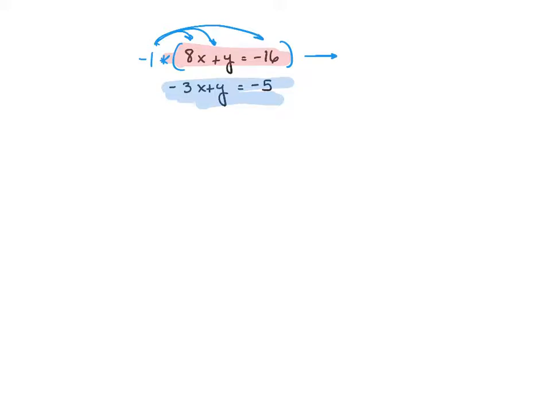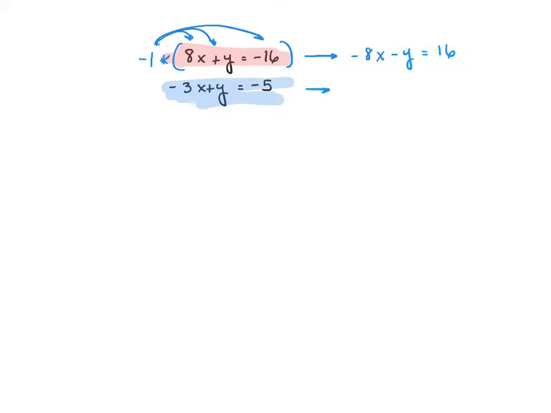It's not, well, I'd probably get grief from other math teachers. You're taking both sides times negative 1. But that gives you negative 8x, negative 1 times 8. Negative 1 times y is negative y. And negative 1 times negative 16 is 16. So it's the same equation. I've just multiplied it by a negative 1 to make it look essentially different.